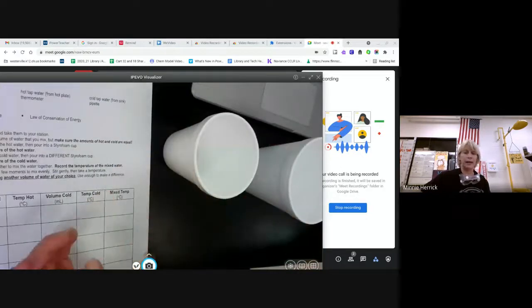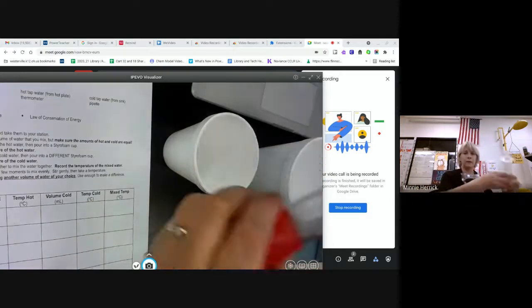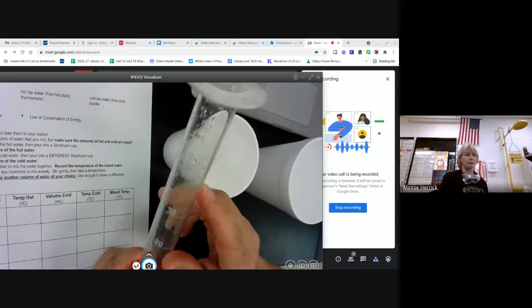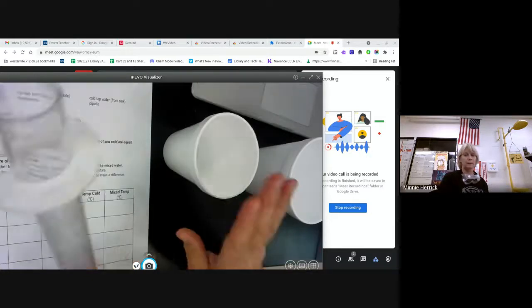Okay, so we have a cup for hot and a cup for cold. I'm going to go ahead and just arbitrarily pick 40 mils. 40 mils. So we want to measure exactly as close as we can to 40 mils. And I'm going to do 40 mils of cold and put it in this cup.